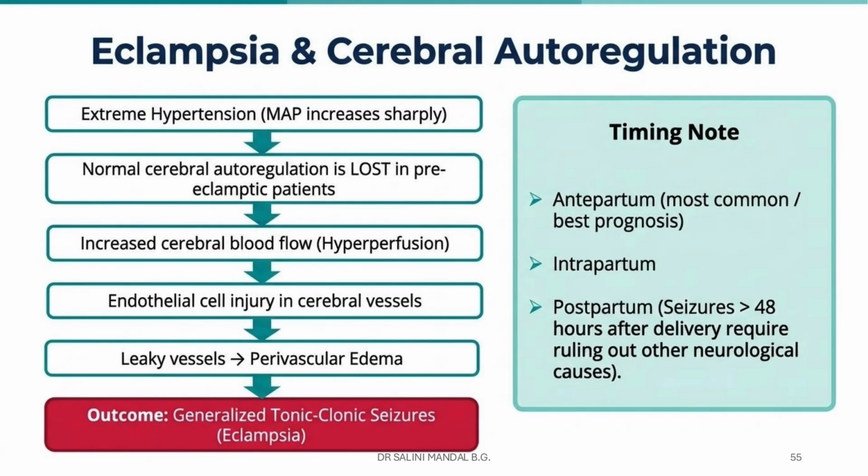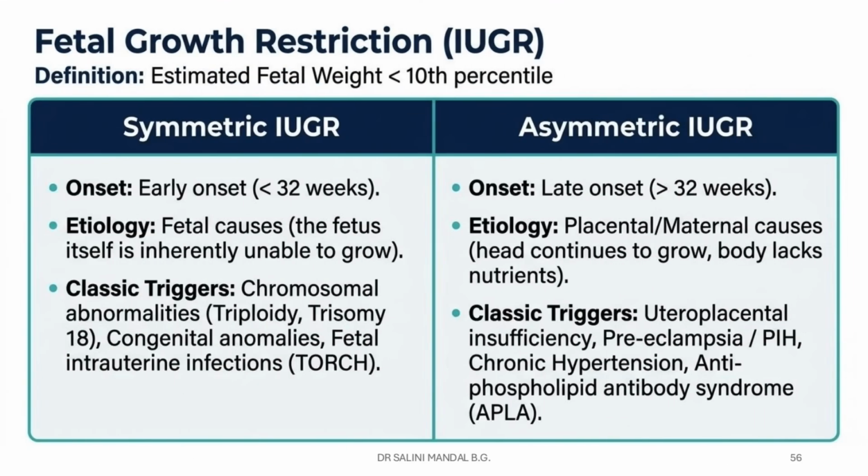So when can we have it? We can have it in the antepartum, intrapartum, or postpartum period, but most commonly it occurs in the antepartum, which has the best prognosis. They can get it in the postpartum also, up to about 48 hours after delivery, they can have seizures and all that.